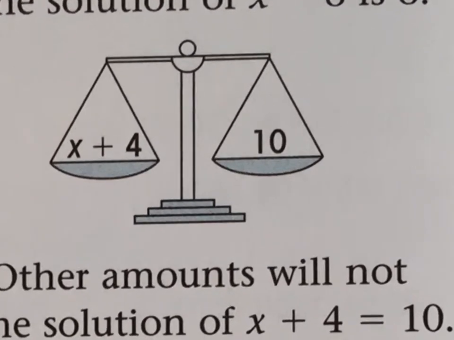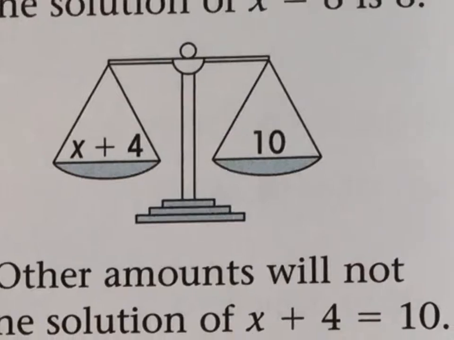A scale weighs two different objects on different sides, and I can see that in this case, the scales are equal, meaning both sides weigh the same. So let's say this is 10 pounds, right? Well, this is also going to equal 10, and we need to figure out what x is. What should we substitute for x so that it's equal to 10? Well, let's figure that out.